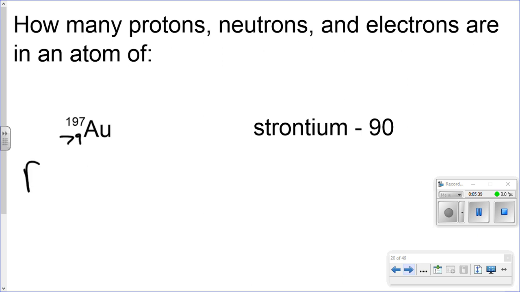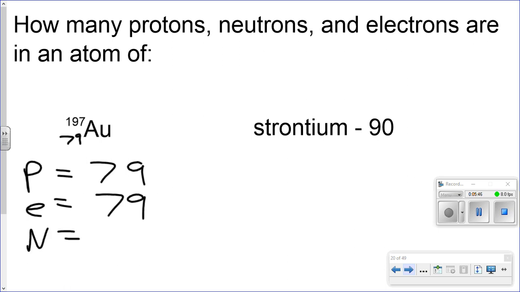So how many protons does gold have? 79. How many electrons does gold have? 79. How many neutrons does gold have? Let's get out my calculator. That's 197 minus 79, which is 118 neutrons. I just subtracted the 2.